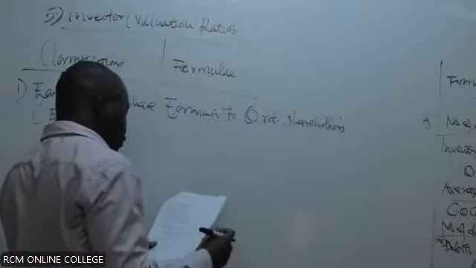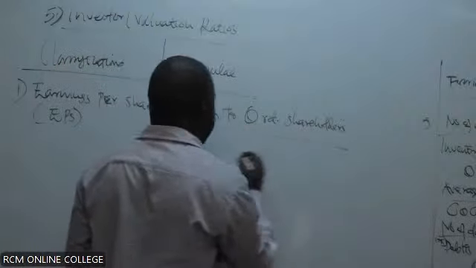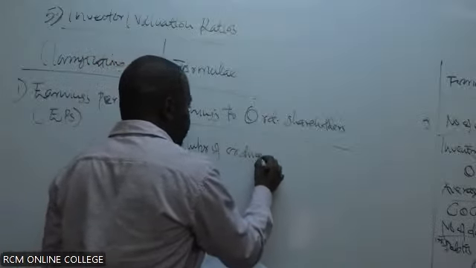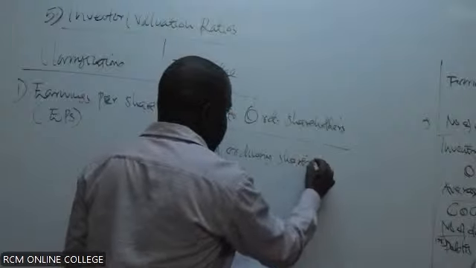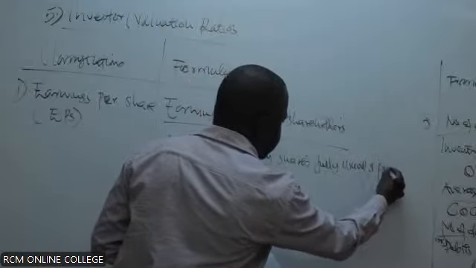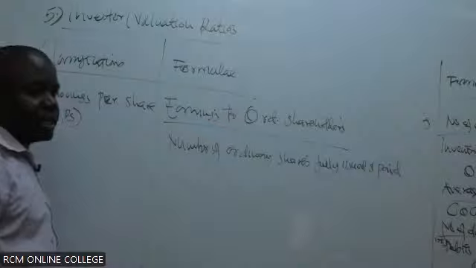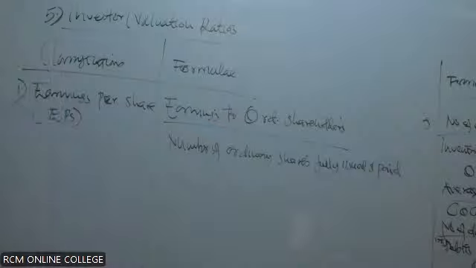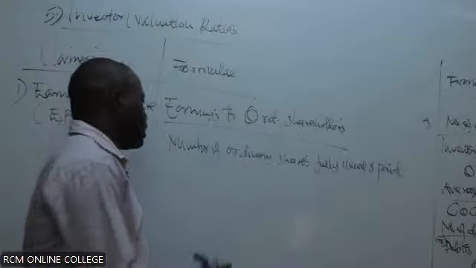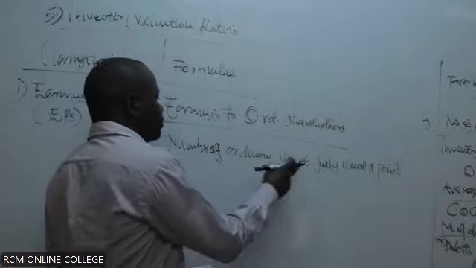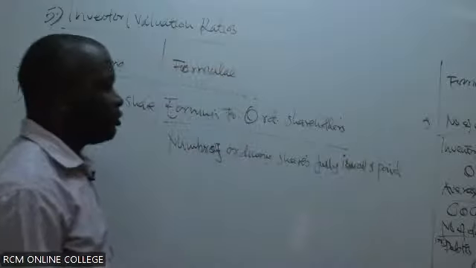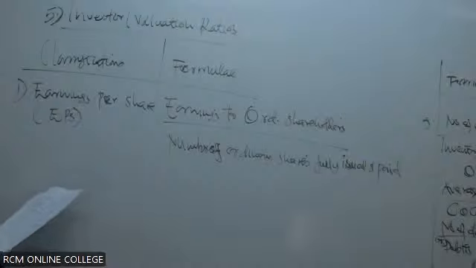You divide by the number of ordinary shares fully issued and paid. So you take the earnings to ordinary shareholders and divide by the number of ordinary shares, fully issued and paid. That is how you get earnings per share.